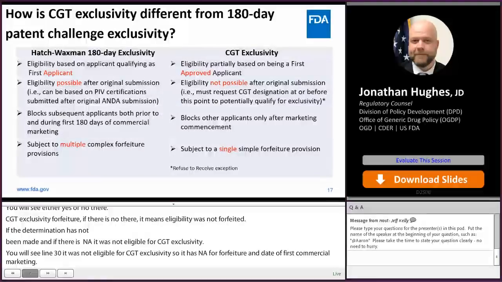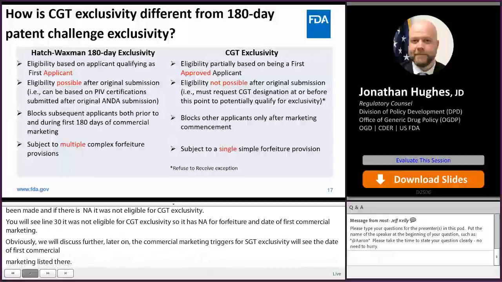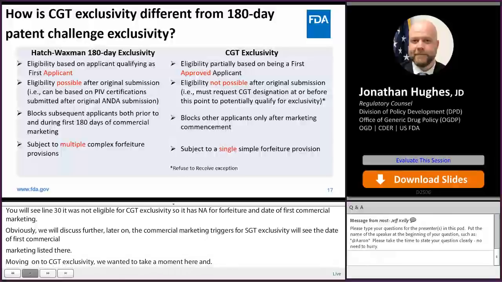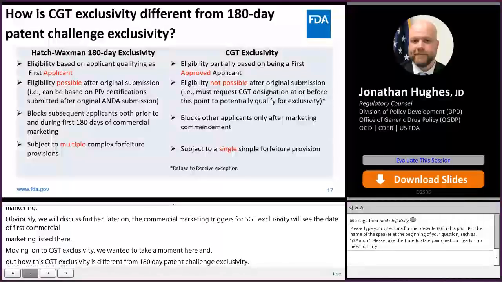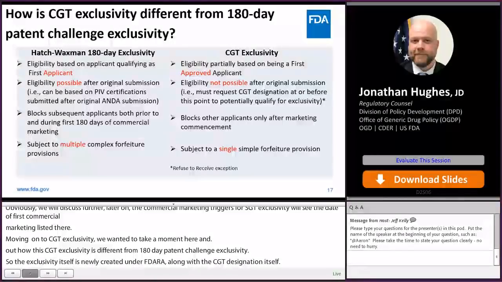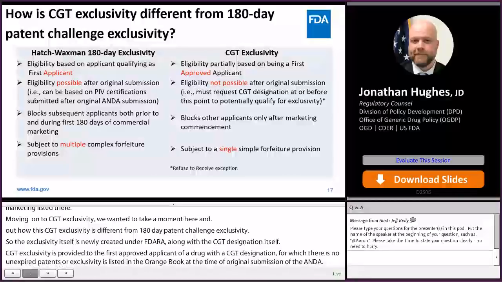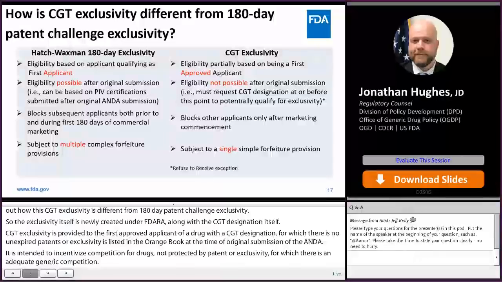Moving on to CGT exclusivity, we wanted to take a moment here and point out how this CGT exclusivity is different from 180-day patent challenge exclusivity. So the exclusivity itself is newly created under FDARA along with the CGT designation itself. CGT exclusivity is provided to the first approved applicant of a drug with a CGT designation for which there's no unexpired patents or exclusivities listed in the Orange Book at the time of original submission of the ANDA. It's intended to incentivize competition for drugs not protected by patent or exclusivity and for which there's inadequate generic competition. It's not available to an applicant who's eligible for 180-day patent challenge exclusivity for the same drug that's been designated as a CGT.